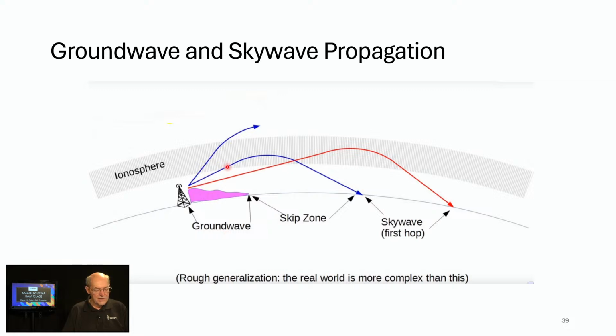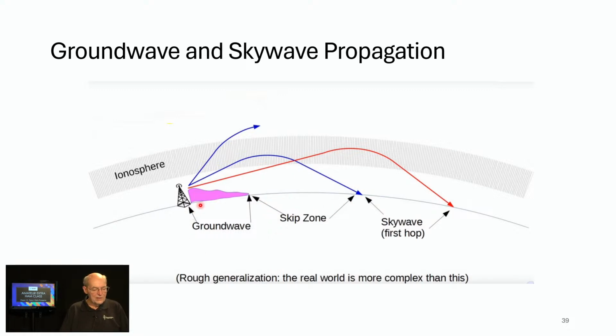Here's another angle. It's coming down over here. Now notice this is a shallower angle, a lower angle, and because it hits the ionosphere at a further point, it comes down at a further point on the Earth, kind of like cue balls on a pool table. Of course, this is a rough generalization. The real world is much more complex than this. Yeah, absolutely.